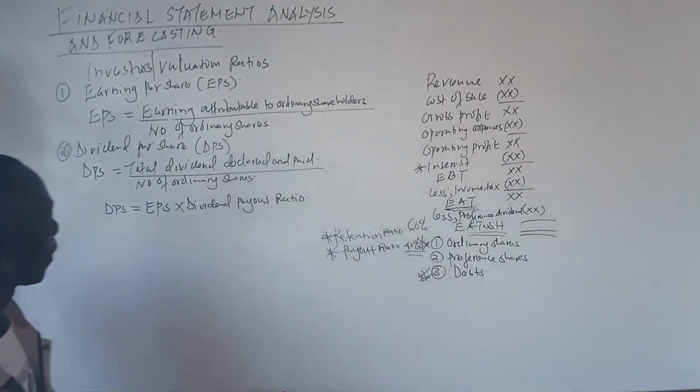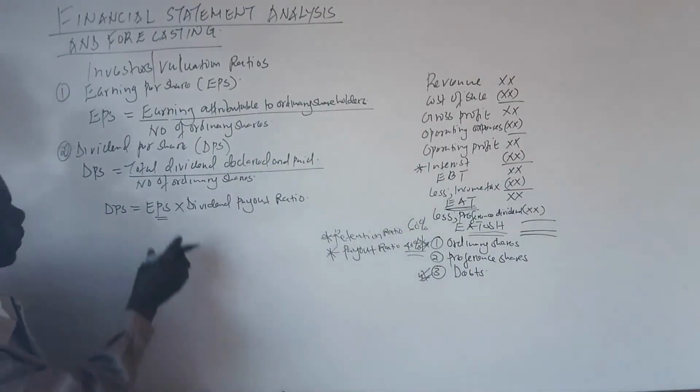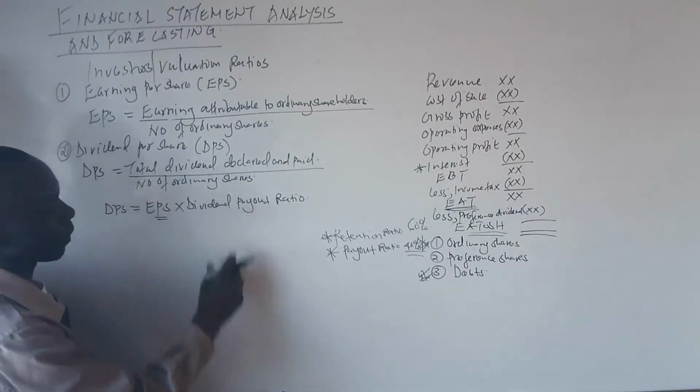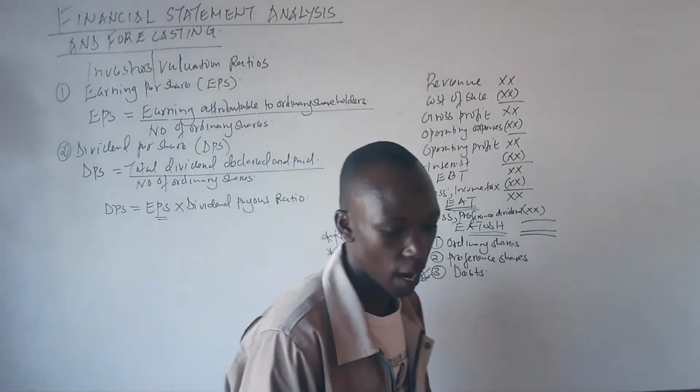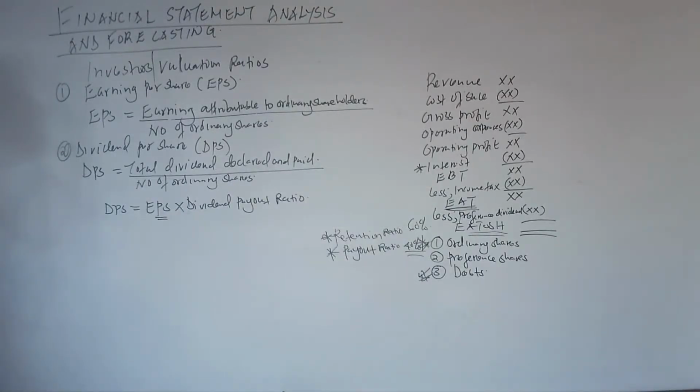So therefore, depending on the earnings per share that you have gotten, you will take that earnings per share, then you multiply by the dividend payout ratio. That is how you are going to get the dividend per share.